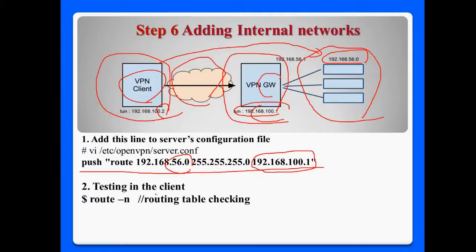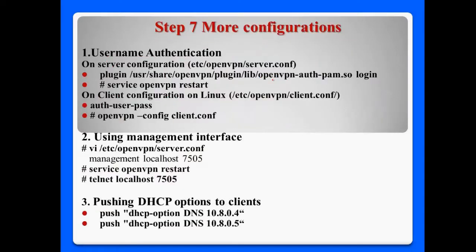Number 2, testing the client. In the client system, we can use this kind of command, route -n. Here the VPN client must see the network address of this client. Then this remote VPN client will access the client system behind the gateway.